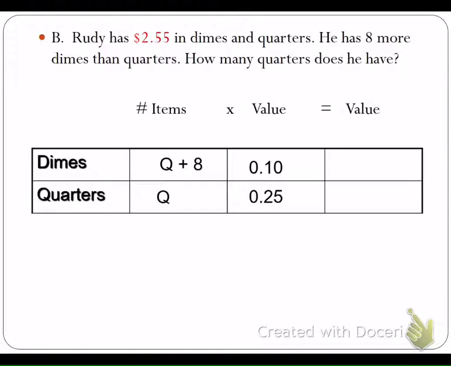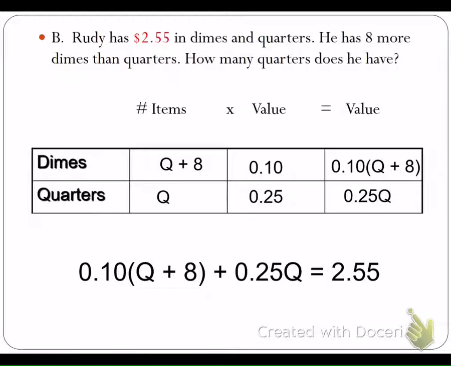However many dimes we have, each one is worth 10 cents. So I need to multiply these two together to get the total value in dimes. However many quarters we have, we multiply that by the value of the quarter, and that'll tell me how much money I have in quarters. And what do I know about the values put together? It equals $2.55. That's the equation that I need to solve here.